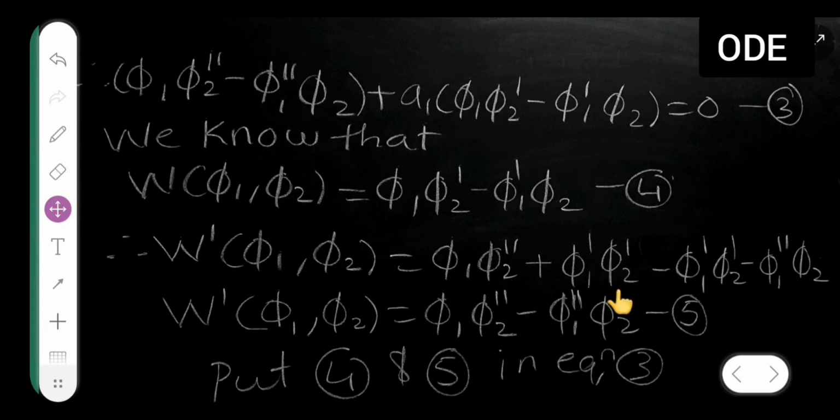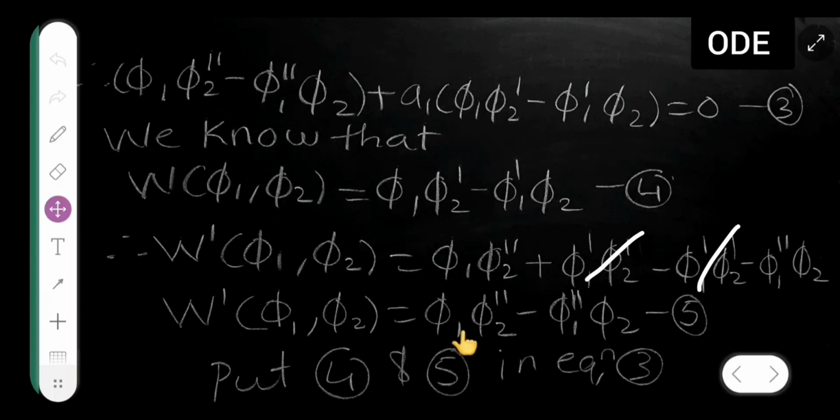Now this term will get cancelled, right? What will remain? W dash of phi1 comma phi2 is equal to phi1 of phi2 double dash minus phi1 double dash into phi2. This will remain, and take this as 5. Now put 4 and 5 in equation 3. Okay, so on the next page I'll do it.